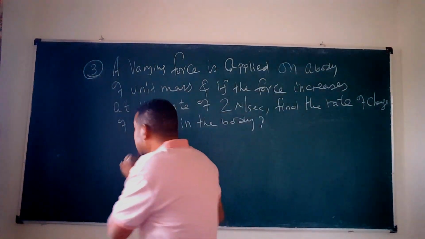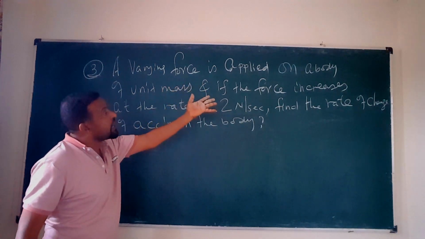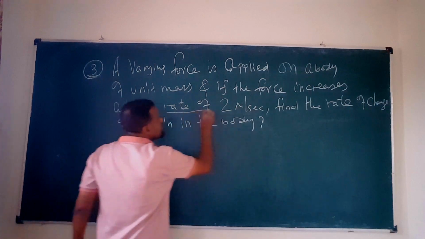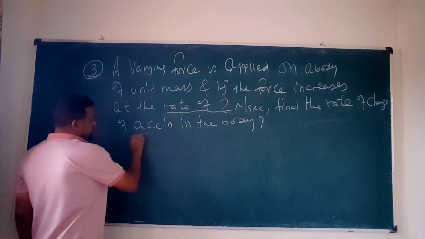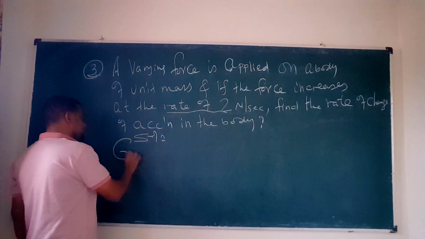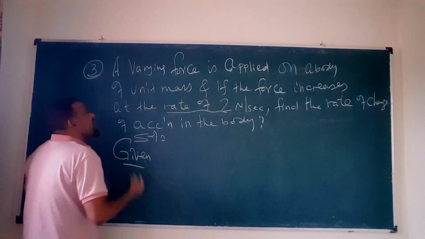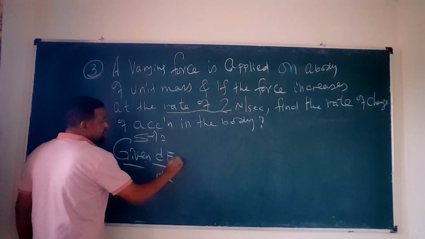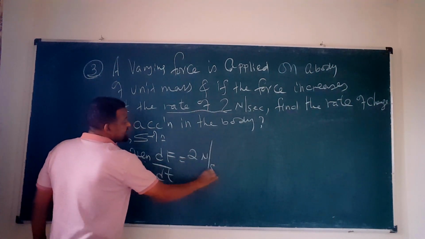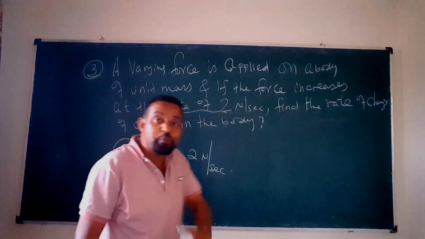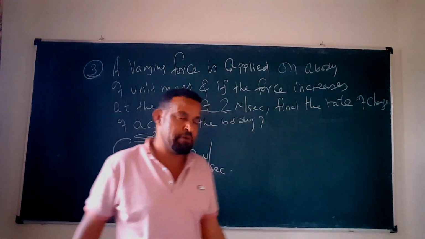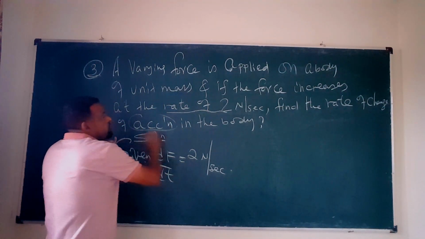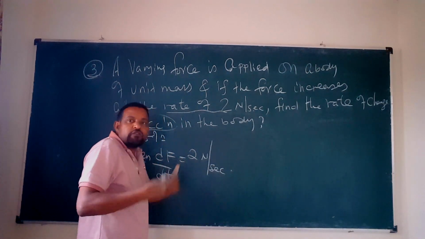A violent force is applied on a body of unit mass, and the force increases at the rate of 2 Newton per second. Look, the solution is... So what is given? The rate of change of the force with respect to time, that means dF by dt, which is 2 Newton per second. Find the rate of change of the acceleration of the body.